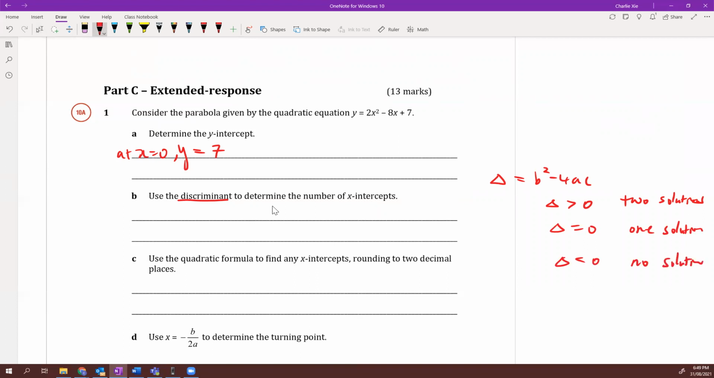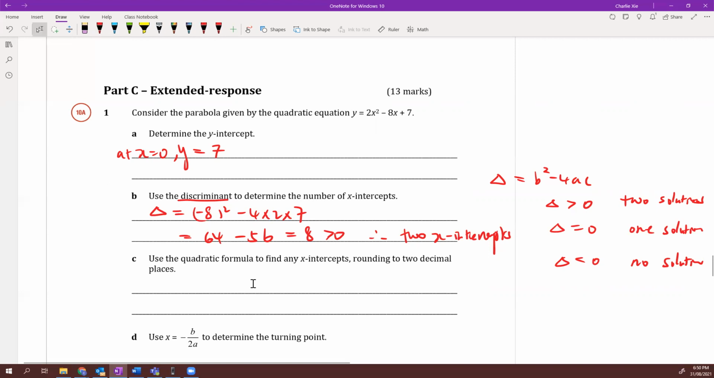So delta equals b, which is your negative 8, in brackets, squared. Every time you're using a negative number, please put a bracket. Negative 8 bracket squared minus 4 times 2 times 7. So that's 64 minus 2 times 4 is 8, 56. And that's 8. That's greater than 0. Therefore, 2 x-intercepts. The x-intercepts mean the solutions. 2 solutions means 2 x-intercepts. 1 solution, 1 x-intercept. No solution, no x-intercept.